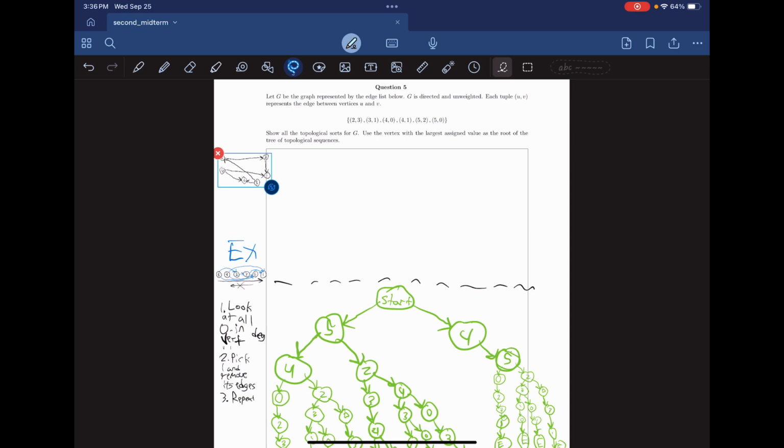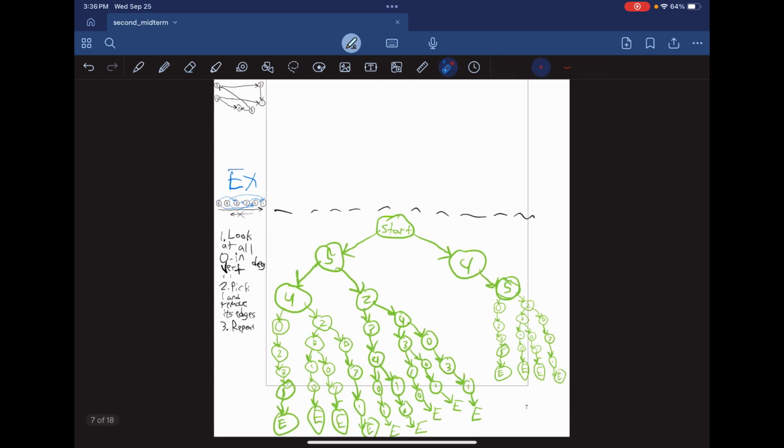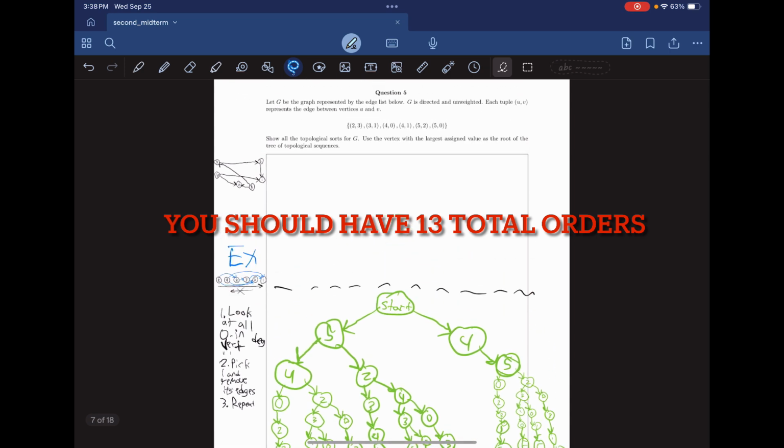Real quick, I am going to count the number of orderings that we have to make sure that I did this correctly, because I have the number that we're supposed to have written down here. So we've got 1 ordering, 2 orderings, 3 orderings, 4, 5, 6, 7, 8, 9, 10, 11, 12, 13. So we just need to now write down the orderings that we had here in this tree.